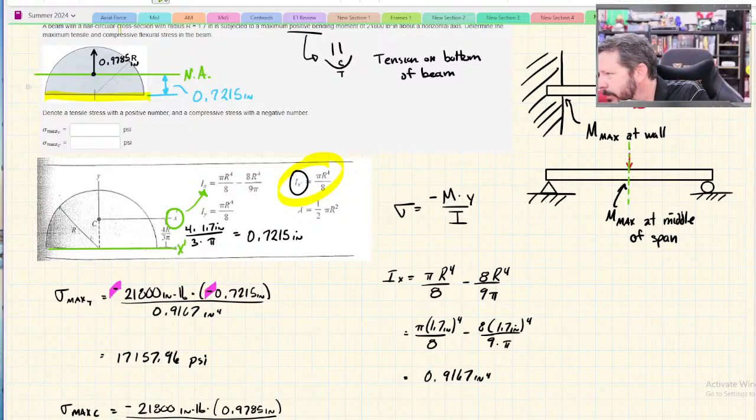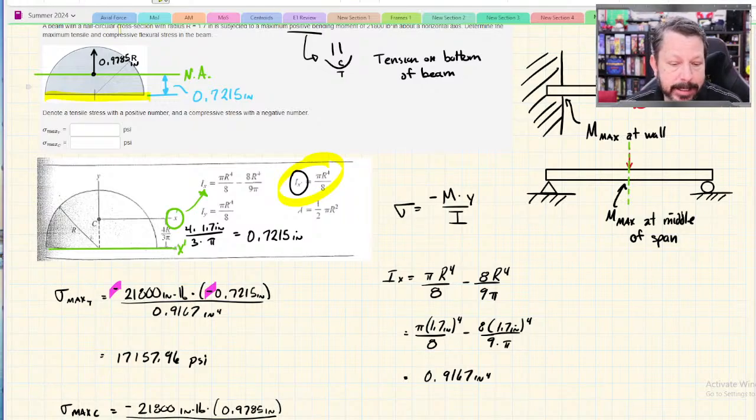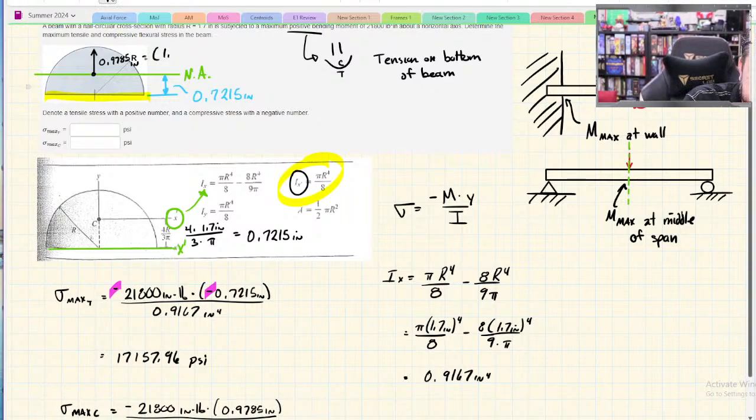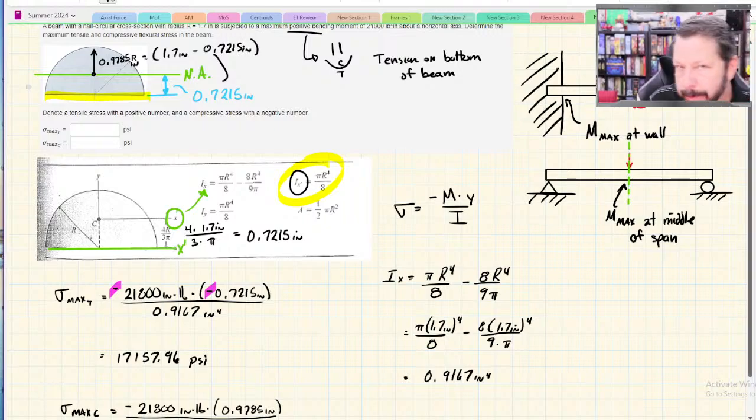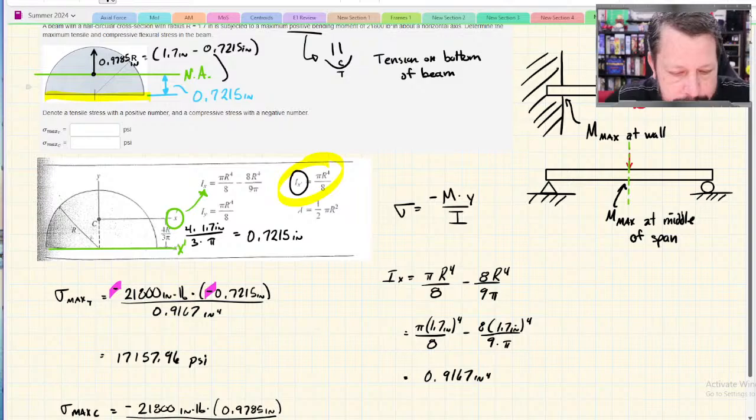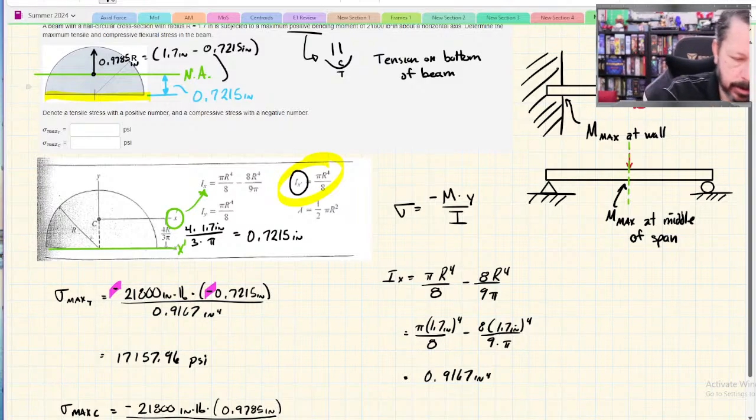Okay, we can look at that. Where did the 9875 come from? Yes, it was answered in the comment. It's the radius. My radius happened to be 1.7 inches for this problem, minus that number. So yours would be different because you would have a different radius, but for me, the radius R is 1.7 inches.